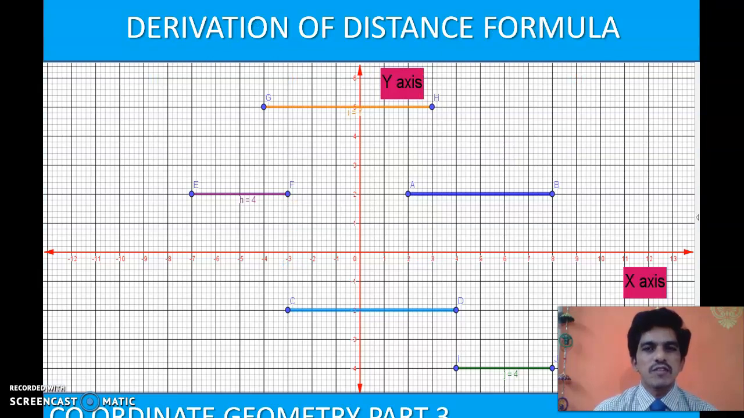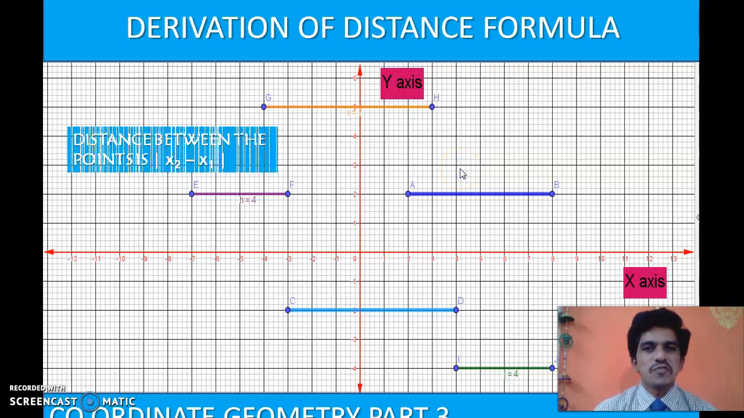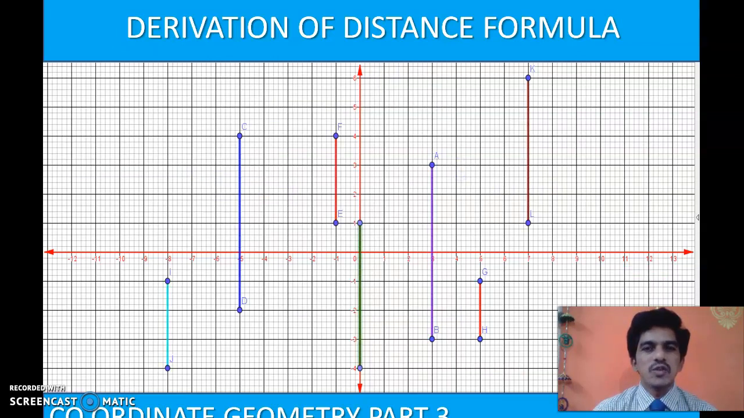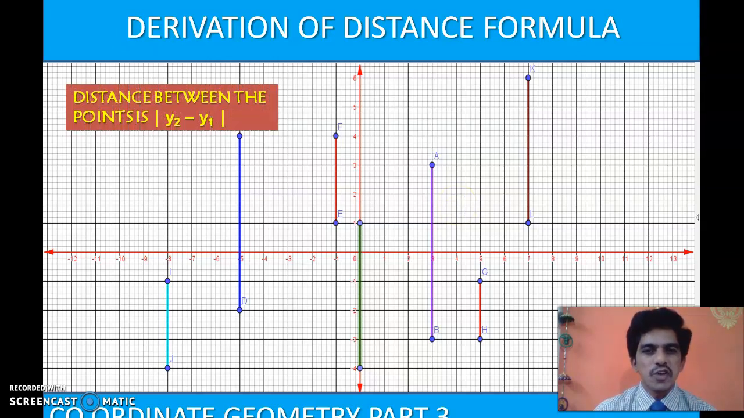When you have two points like this and when you join them, if you get a line parallel to the x-axis, what is the formula to calculate the distance between them? Exactly, you have to use the formula modulus of x2 minus x1 because their y coordinates are equal. And when you join the two points and get a line parallel to the y-axis, then how do we calculate the distance between these two points? Right, you have to use the formula which is modulus of y2 minus y1.